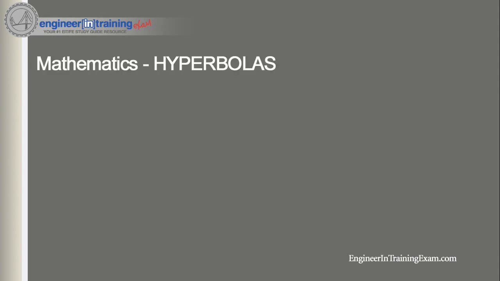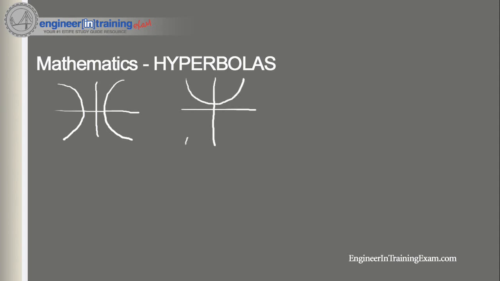In this video we're going to review hyperbolas. The graph of the hyperbola takes two general forms. The first one we'll see is something like this, two curved lines opening left to right. Now the second general form is rotated 90 degrees, and it's two curved, parabola-like lines opening up and down.